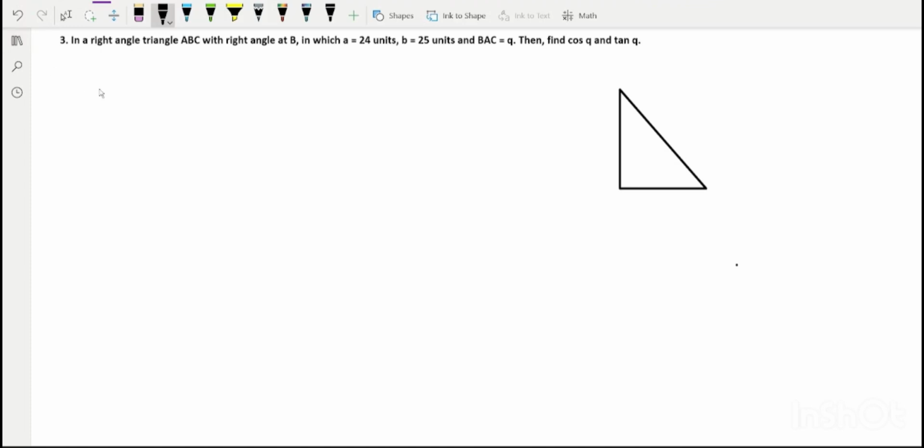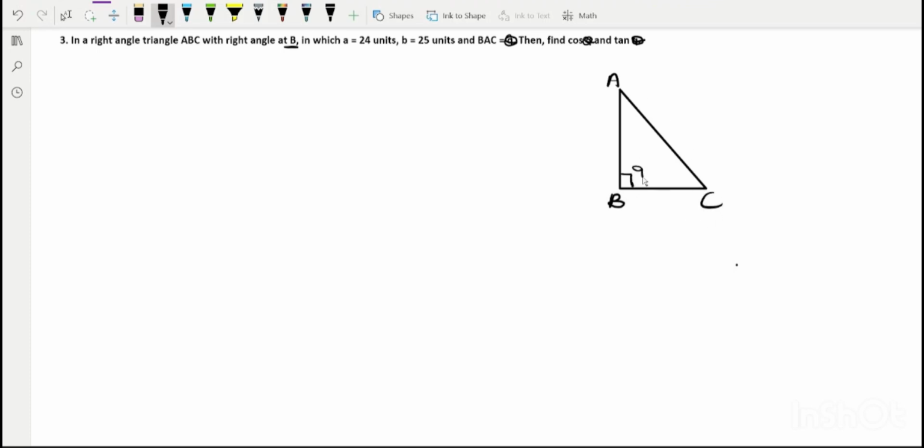So here is the next problem. In a right angle triangle ABC with right angle at B, in which small a equals 24 units, small b equals 25 units, and angle BAC is theta. Then find cos theta and tan theta. So we take the values as mentioned. The right angle is at B. So the value of B comes here and A, C.